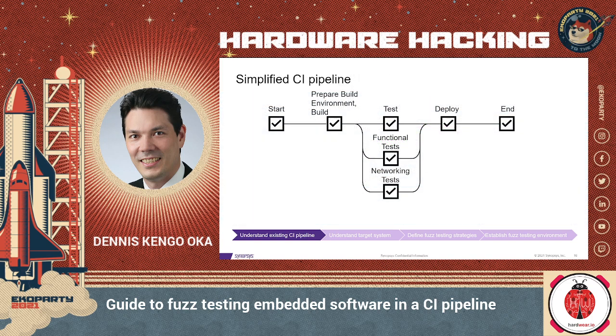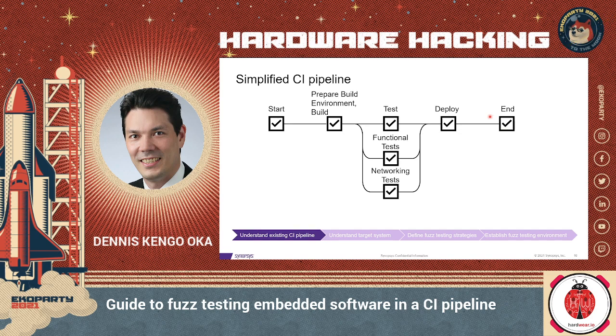Let's take a look at a simplified CI pipeline example. Here we start the process on the left-hand side. We have our prepare build environment and our build step, where we download the latest sources and we build the software. In the next step, the test step, we perform our functional tests and our networking tests. Following that, in the next step, we deploy, and this could be to your development environment or your staging server or production server or system, and then finally we finish this process in the end step.